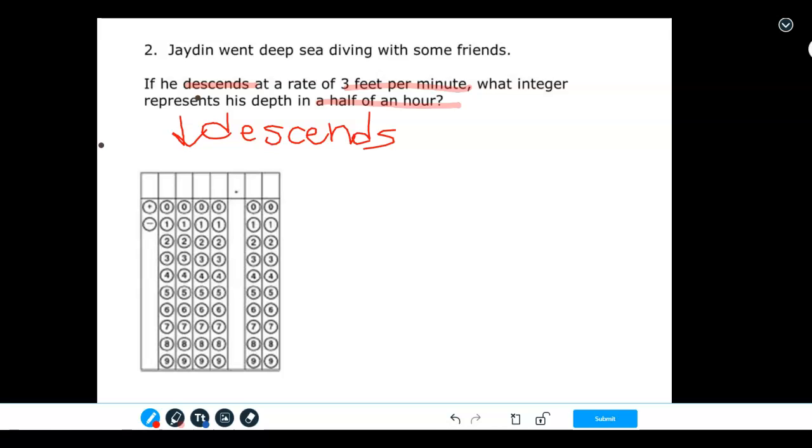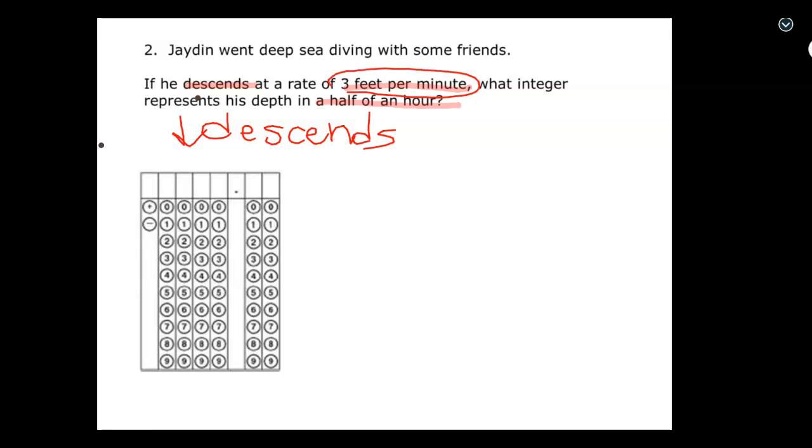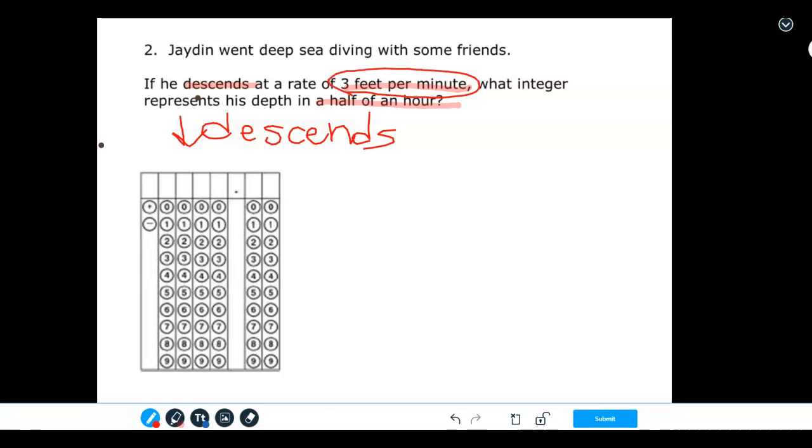Tell me one more thing I need to know, Serena. 3 feet per minute. I need to know that he's going 3 feet per minute. Okay, so that's something I would want to circle. Tell me something else I need to know.